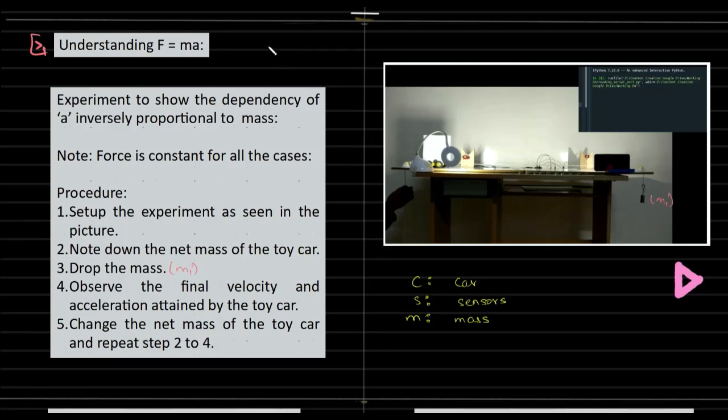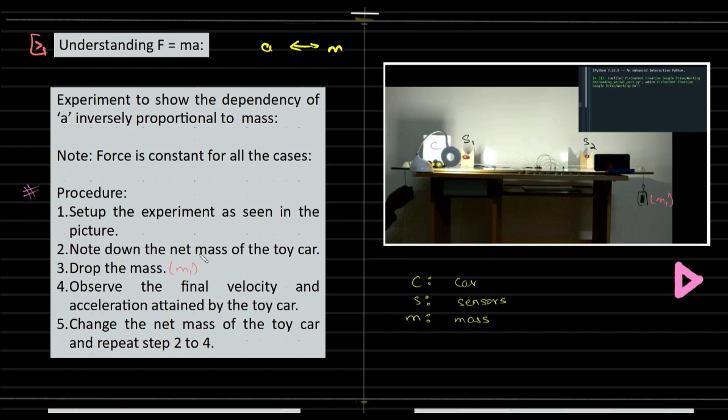We're looking at a relationship between acceleration and mass. So the procedure is quite simple. We need to set up the experiment as seen in the picture. Here we are looking at a car. Then we have sensor 1, sensor 2, and we have the mass at the other end being tied to the car. So set up the experiment as seen in the picture.